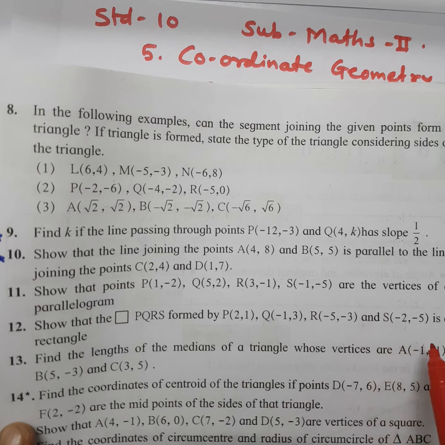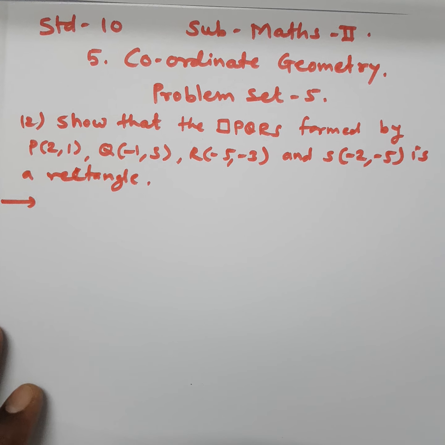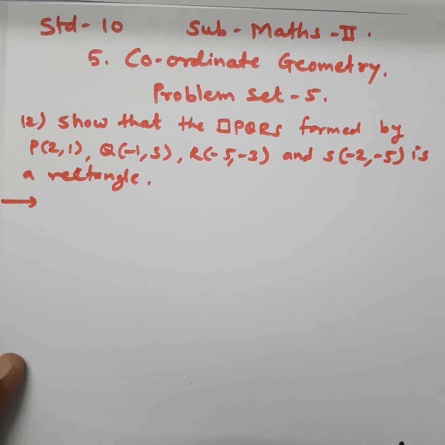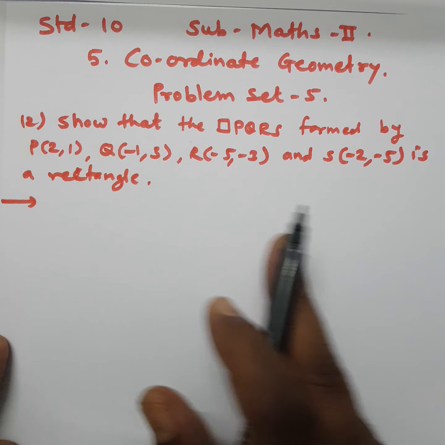To show this, first we have to know the properties of a rectangle. Opposite sides of a rectangle are congruent, as well as the diagonals of a rectangle are also congruent. So first, by using the distance formula, we will find the sides of the quadrilateral.